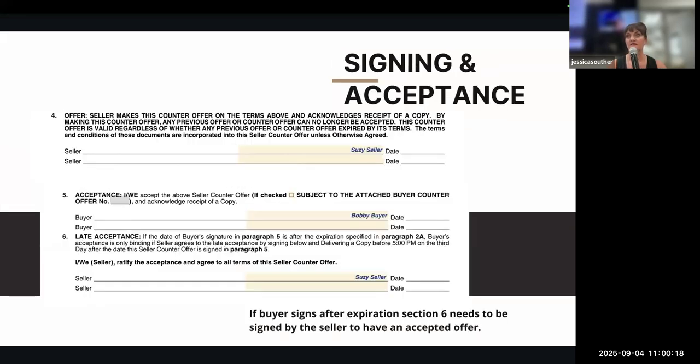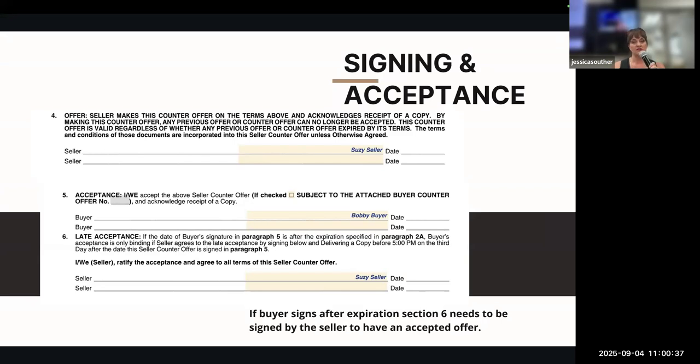All right, signing and acceptance. Time is of the essence, yes. Yeah, you have the 3 days, but you might not want to wait the 3 days, depending on the market. Okay, signing and acceptance.